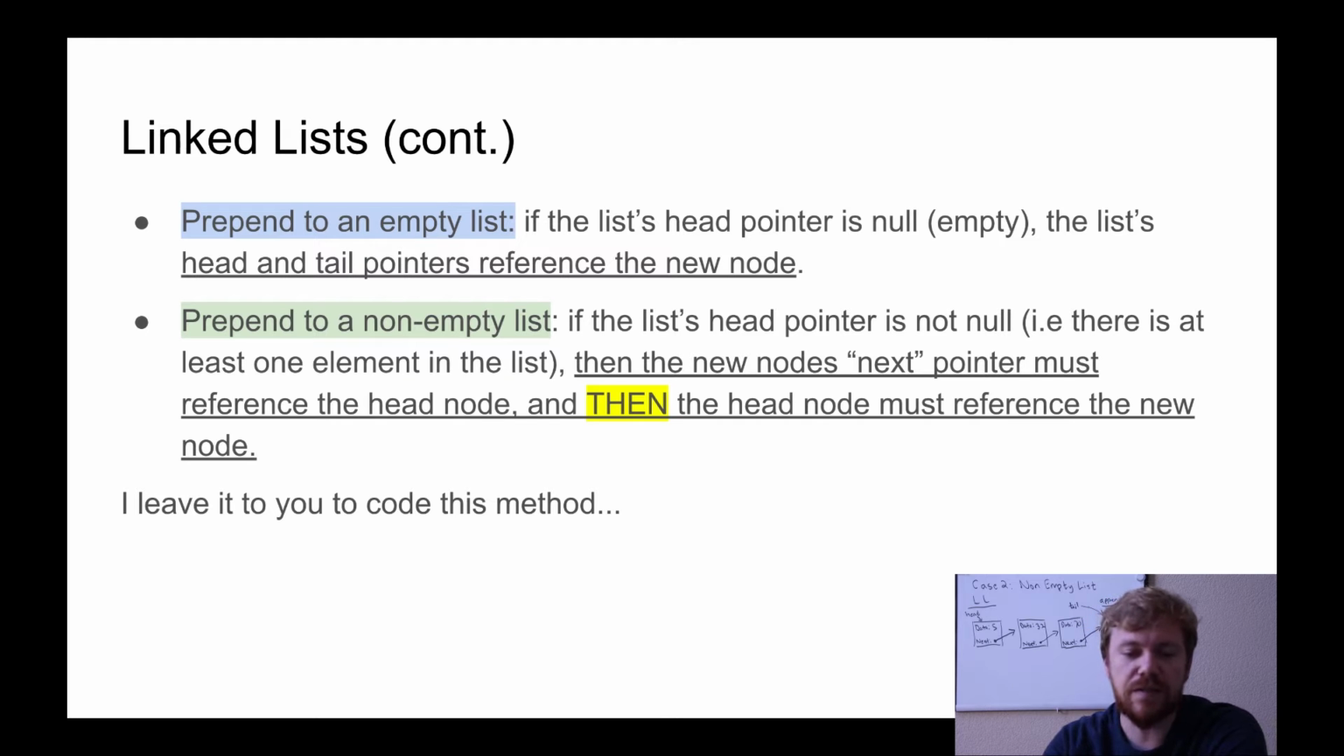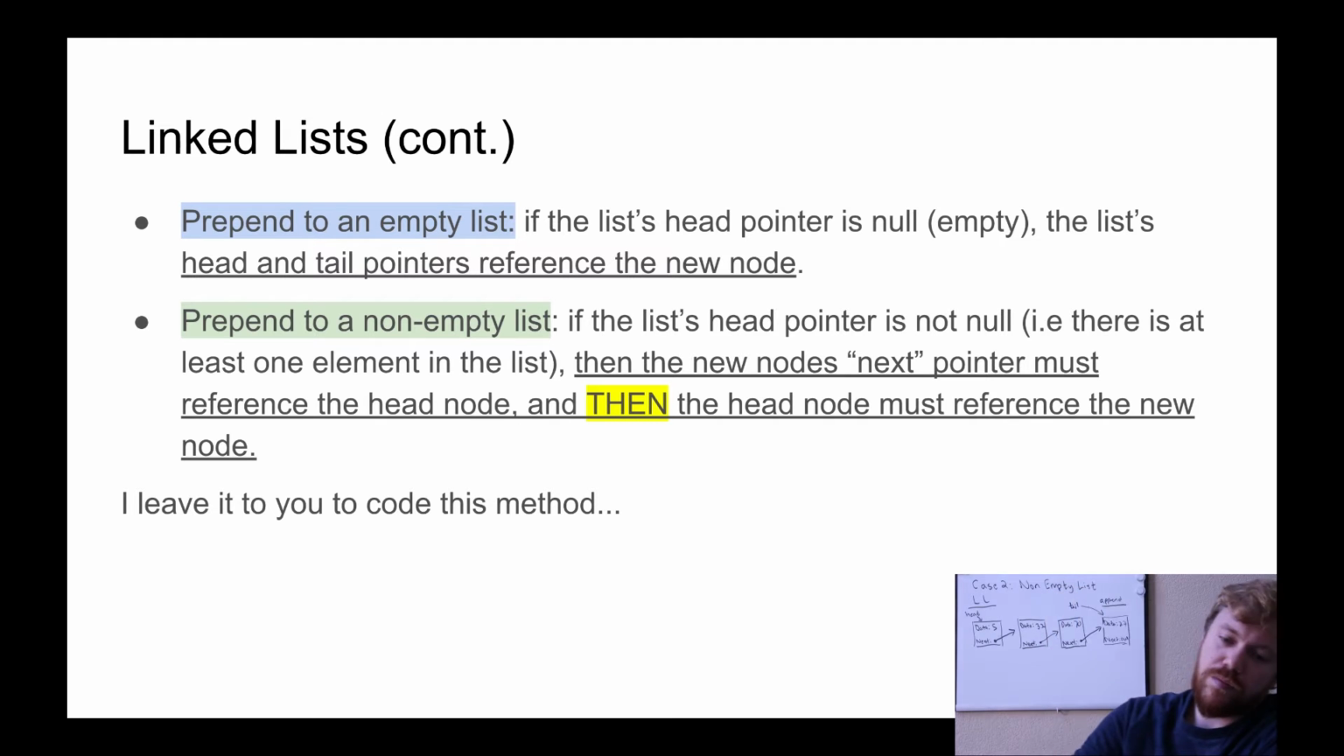And then the second case is similar to append, where we're prepending to a non-empty list. So if the list head pointer is not null, in other words, there's at least one element in the list, then the new node's next pointer, or variable, must reference the head node. And then, once again, then, all caps, bolded, highlighted, because order matters here, then the head node must reference the new node.